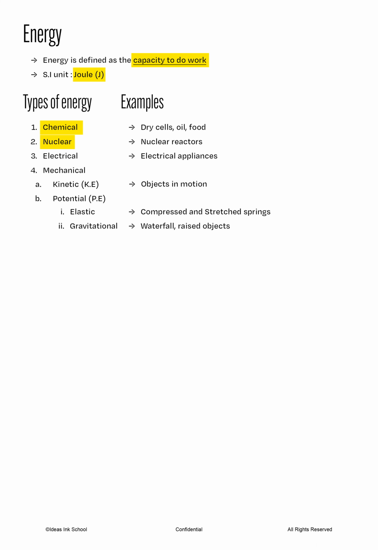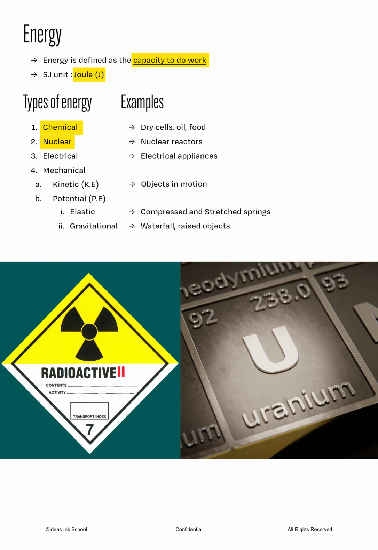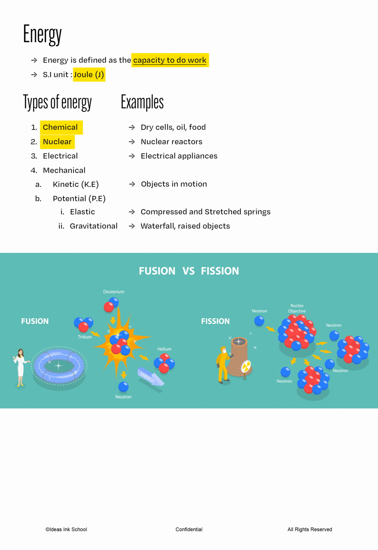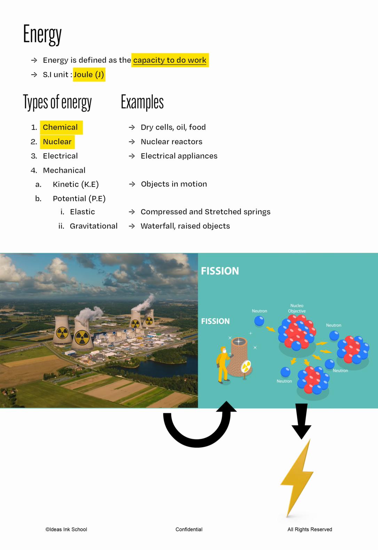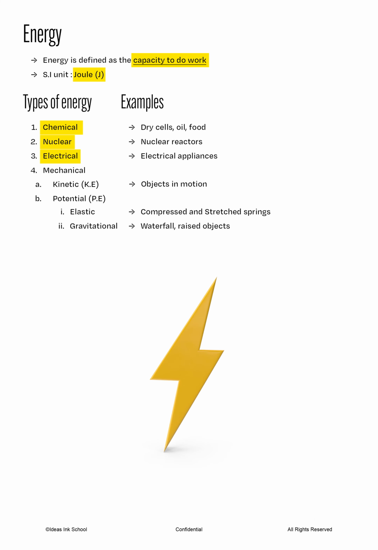This type of energy is released by radioactive substances like uranium. Processes such as nuclear fusion, nuclear fission, and radioactive decay are sources of nuclear energy. For instance, nuclear power plants use nuclear fission to generate electricity. Number 3 is electrical energy.